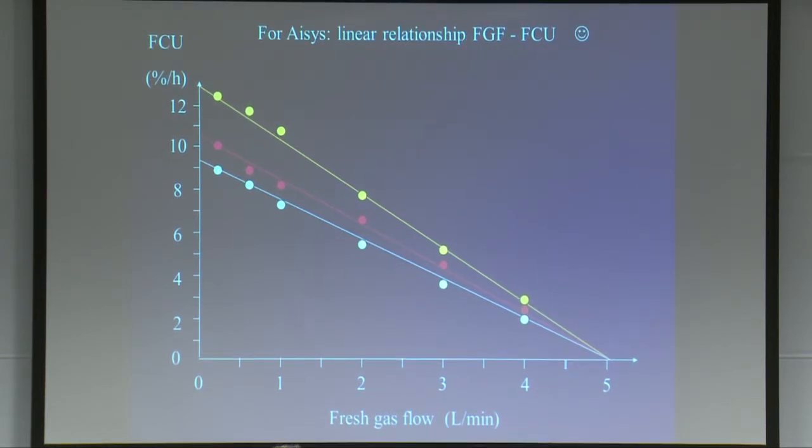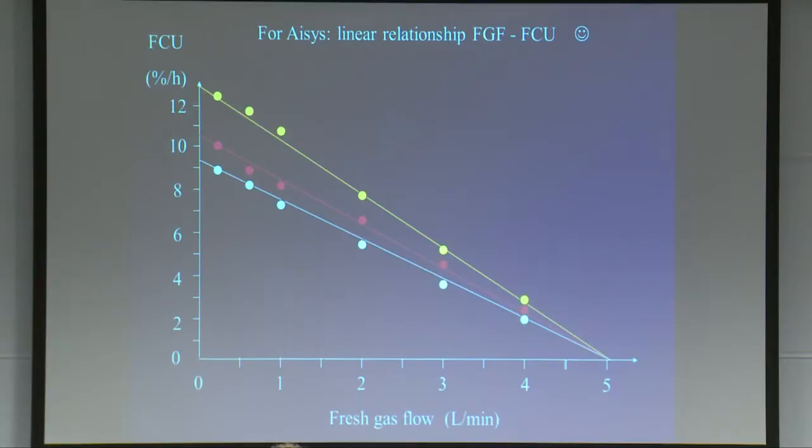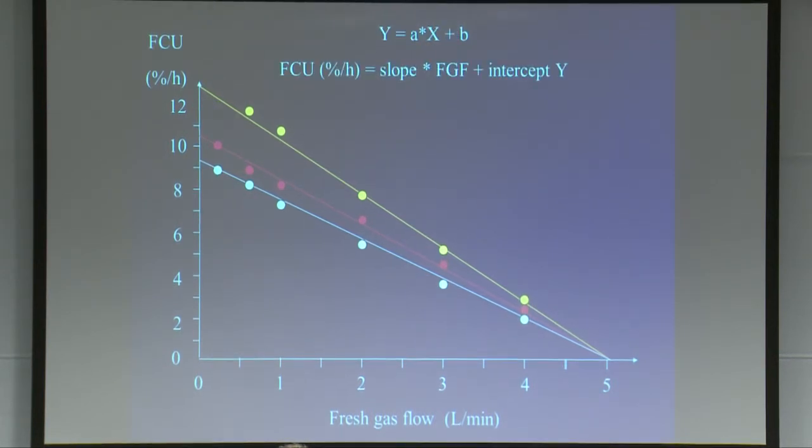Okay. So these are the results of my measurements with the ACES. Again, this is an example. I'll show you the actual results in a moment. Now, as it happens to be with the ACES, there is a linear relationship between the fresh gas flow and the FCU for the different FiCO2 thresholds.